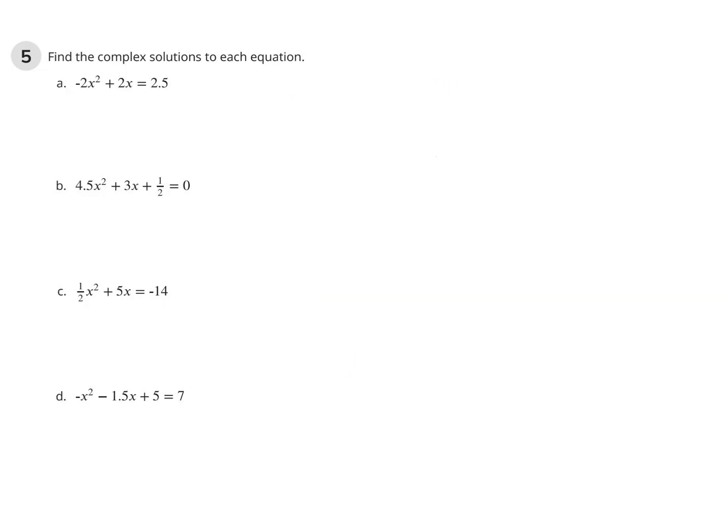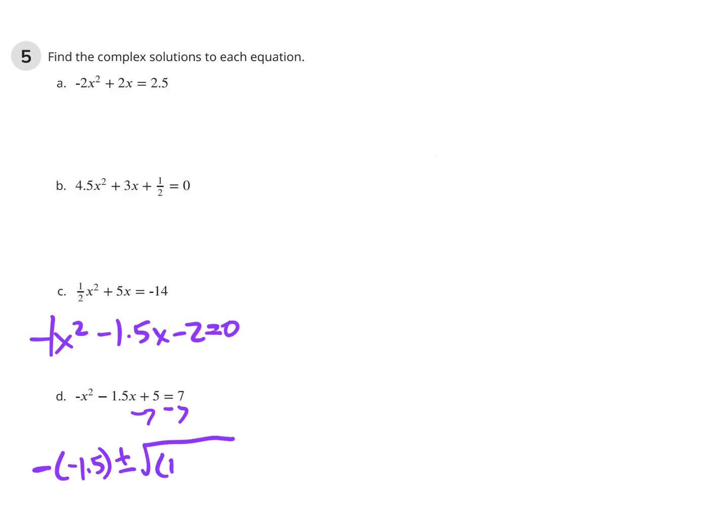Okay, for D, the last one. Subtract 7 from both sides. Rewrite your equation: negative 1x squared, if you don't like the negatives, minus 1.5x, 5 minus 7 is negative 2, equal to 0. All right, now let's fill in the quadratic formula. Negative of negative 1.5 plus or minus the square root of 1.5 squared minus 4 times a times c, all over 2 times a.